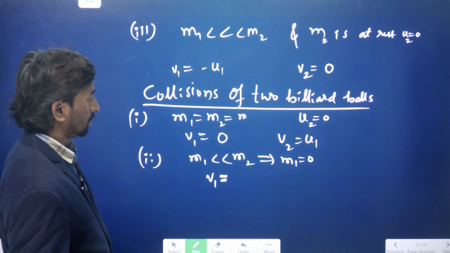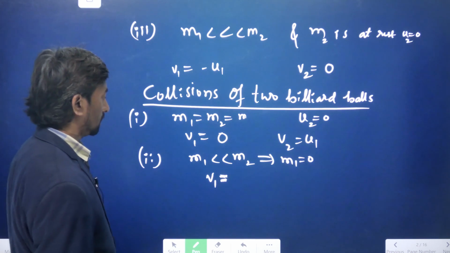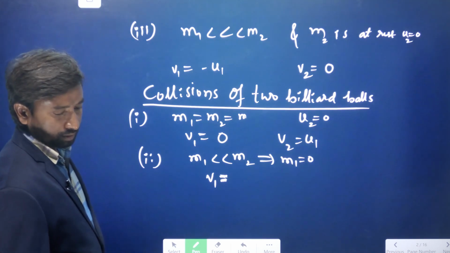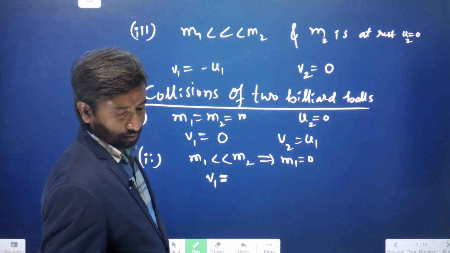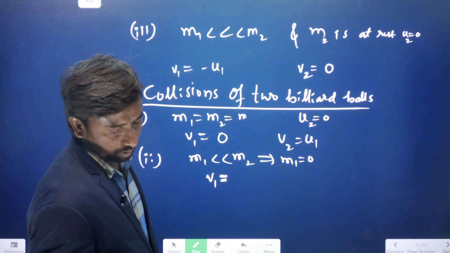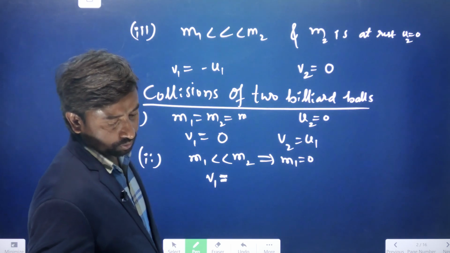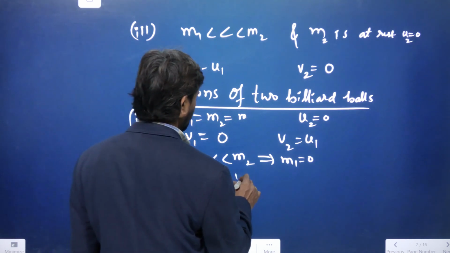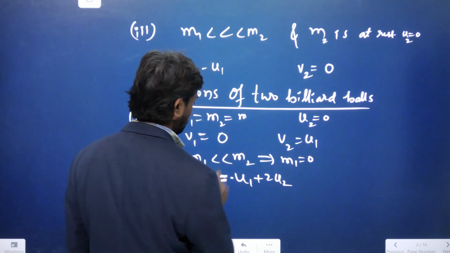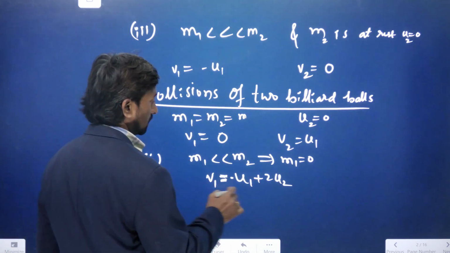The v1 formula is m1 minus m2 divided by m1 plus m2. If m1 is neglected, then minus m2 by m2 will be there, so minus u1 we get, and here 2 u2 will be there. So u1 plus u2 will be there. This can be written as minus u1 plus 2 u2. This is the final velocity.